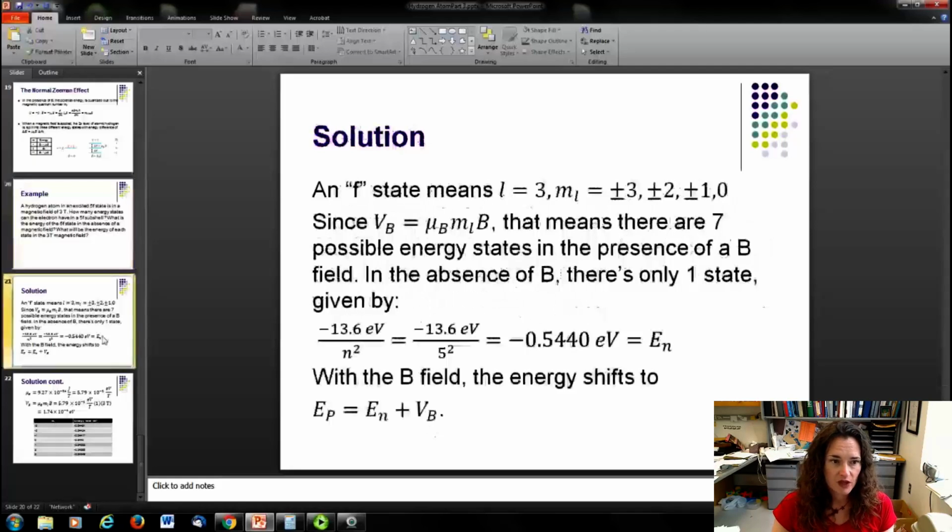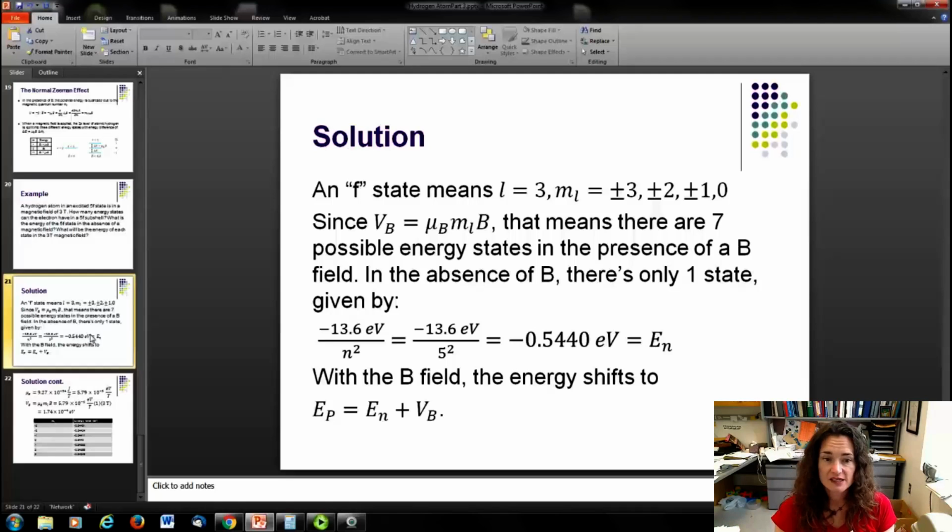All right, so remember that an F state, SPDF, 0, 1, 2, 3, means L equal to 3. And then M sub L can have the possible values of +3 all the way down to -3 in integer steps. Now, since your potential energy is the Bohr magneton times ML times B, that means there's 7 possible energy states in the presence of a magnetic field. In the absence of a magnetic field, there's only going to be 1.